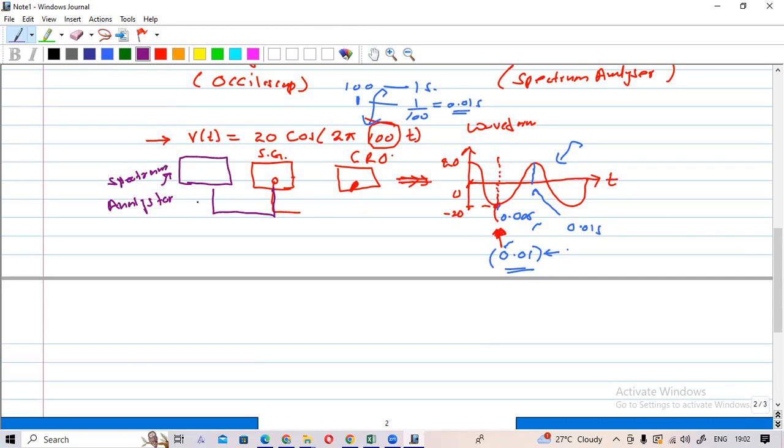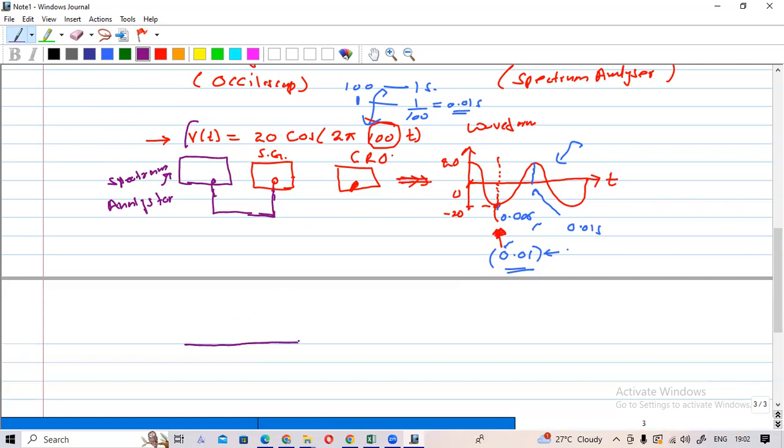So what kind of signal can you see here? Can you imagine what kind of signal you can see here? Now you connect this signal generator signal to a spectrum analyzer. Now what is it plotting? It plots frequency with respect to power or voltage.